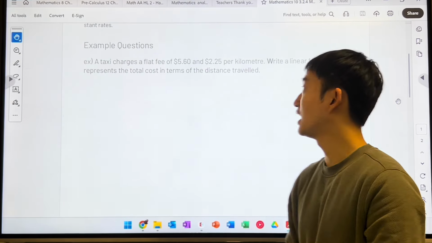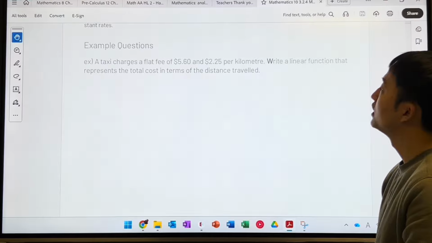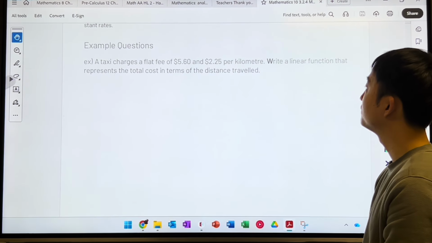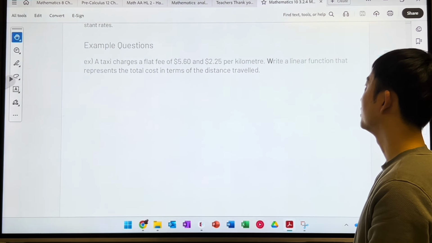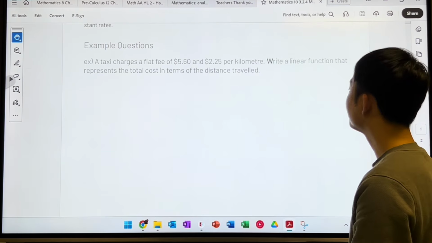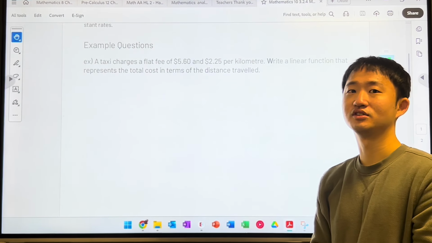Let's try the first example question. A taxi charges a flat fee of $5.60 and $2.25 per kilometer. Write a linear function that represents the total cost in terms of the distance traveled.